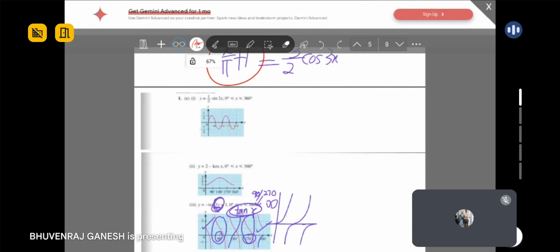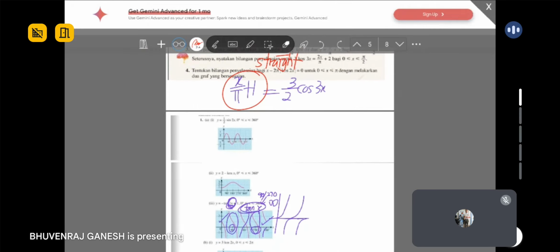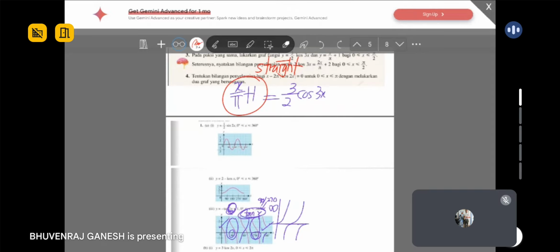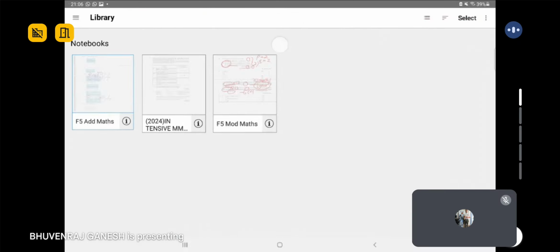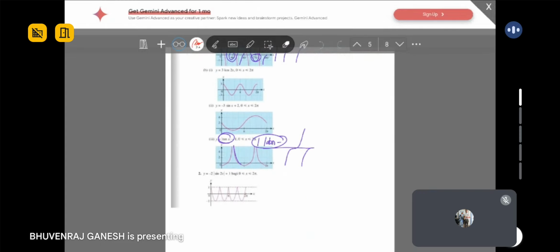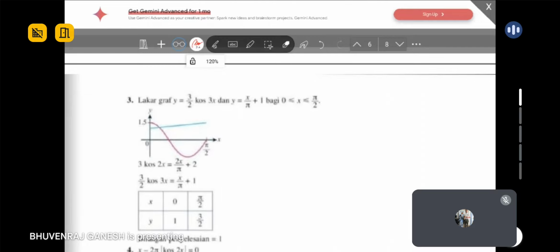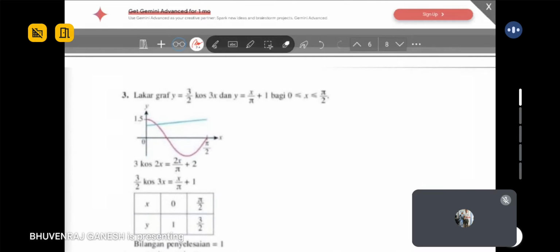Wait. I show you the answer first. I need to show the answer. Wait, why is it not moving down? Wait guys, let me enter back. Okay. So this is how your graph will look like. This is the shape of the graph. Okay guys, clear right?